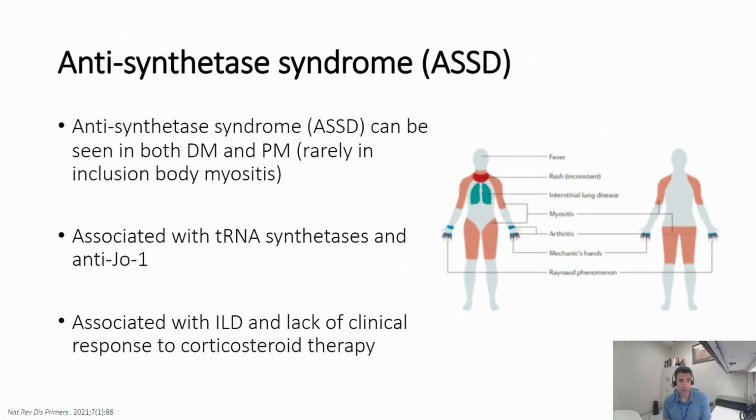Antisynthetase syndrome can be seen in both dermatomyositis and polymyositis. It's rarely seen in inclusion body myositis, and it tends to be associated with tRNA synthetases and anti-Jo1 autoantibodies, and it is associated with ILD and lack of clinical response to corticosteroid therapy. The general clinical presentation, as you can see on the right-hand side of your slide, would be fever and rash. You can expect to see, in some cases, interstitial lung disease, arthritis, mechanic hands, and Raynaud's phenomenon for ASSD.